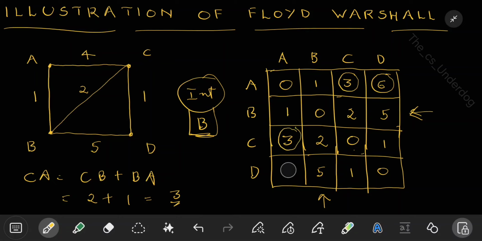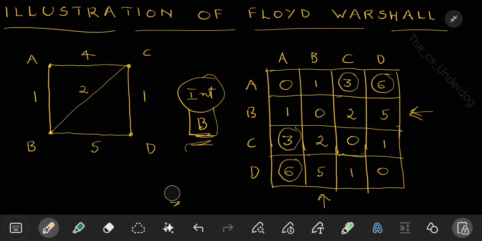So DA, I'll directly update it to 6 because this column and this row will have the same values, since it is an undirected graph. In order to reduce computation, I am directly putting this value here. Next one, you considered CA. CB you don't have to consider because B is the intermediate. Ideally in the algorithm, you have to consider everything, but here I am skipping. CC is already 0, so I am skipping. CD is 1, which cannot be improved because all edges are at least 1, so I am skipping that as well. DA is already done. DB is done. DC is done. DD is done. So we'll skip all those in this particular iteration.